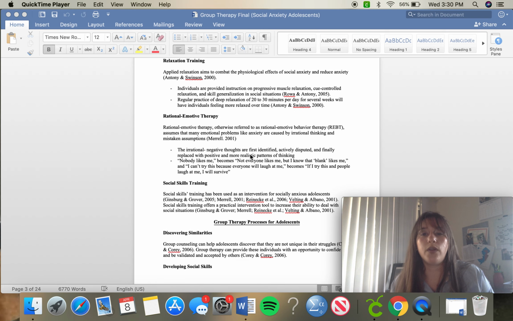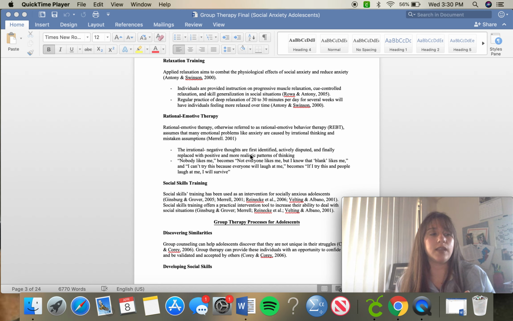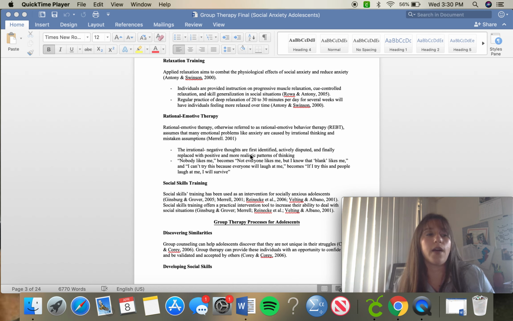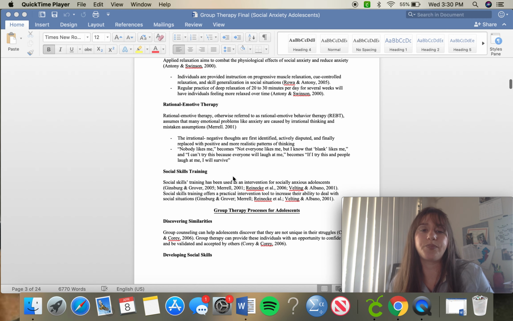Next is rational emotive therapy, or rational emotive behavioral therapy, also known as REBT. This assumes that emotional problems like anxiety are caused by irrational thinking and mistaken assumptions. What basically happens is the irrational and negative thoughts are identified, and then they're actively disputed, and then they're replaced with more positive, realistic, and rational patterns of thinking. An example of that would be, "nobody likes me," but that would become, "not everyone likes me, but so-and-so does like me." So really working on those irrational thoughts.